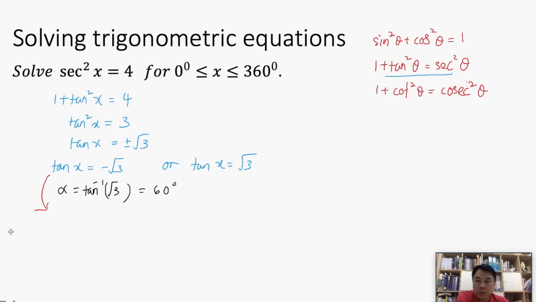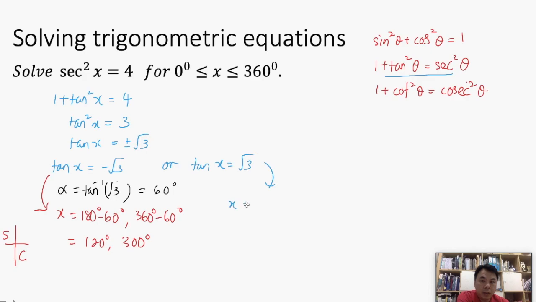And then from here, we can conclude the first case: because tangent is negative, tangent is negative on this side here and this side here. So therefore, we can conclude that this is actually 180 degrees minus 60 degrees, one of them, and the other one is 360 degrees minus 60 degrees. That would give us 120 degrees and 300. Okay, that's the first solution.